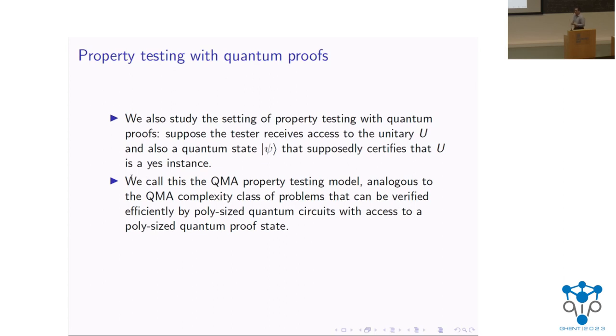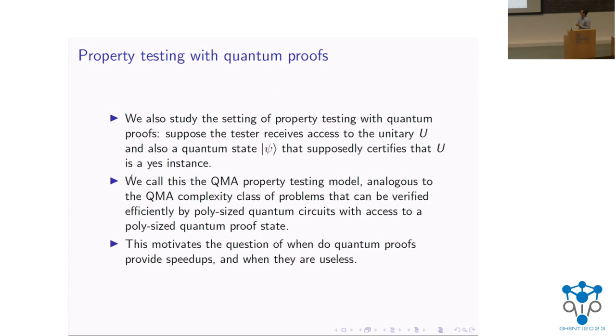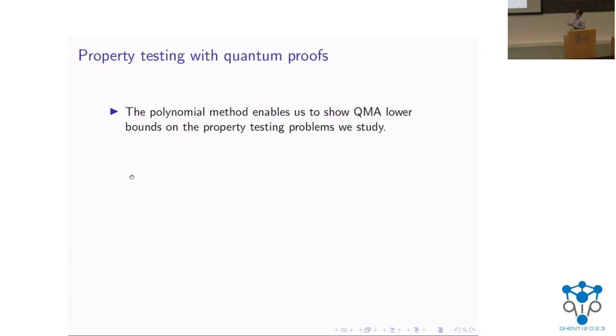So you could imagine, instead of just having Oracle access to your unitary, you're also given a quantum proof state with some number of qubits. And we would be curious, can you do better than just having Oracle access to your unitary? So this kind of motivates this question about, do quantum proofs provide speed up?